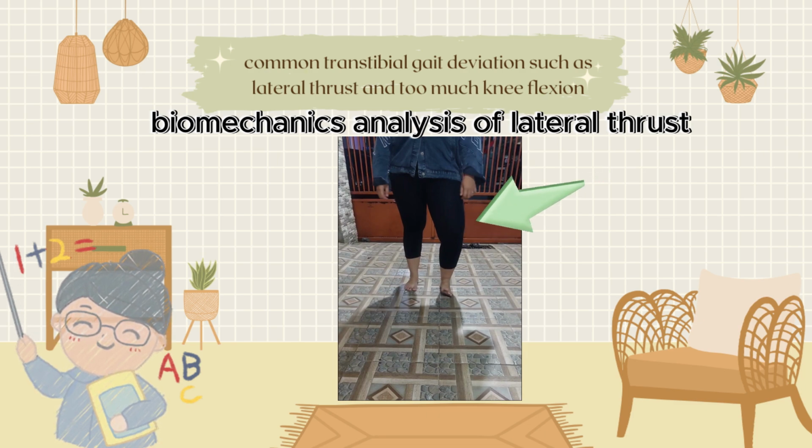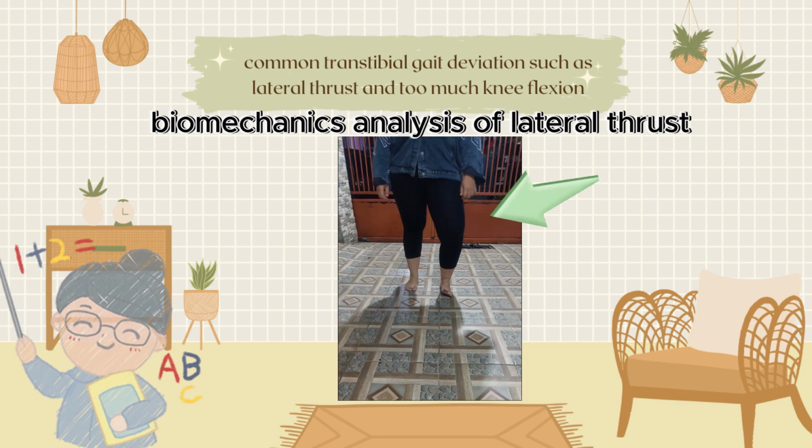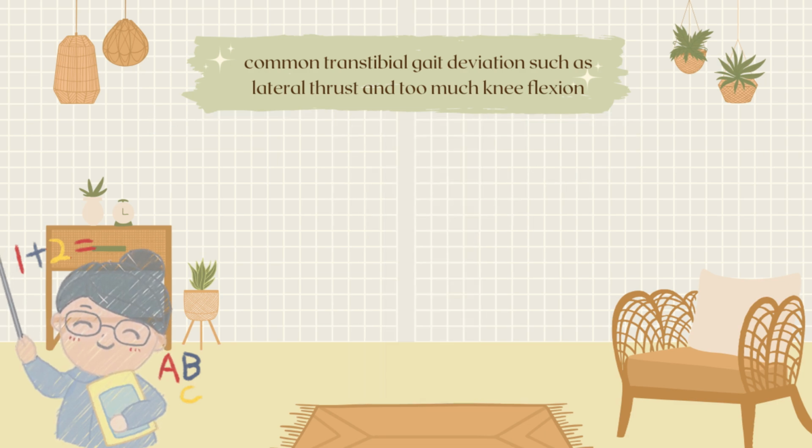And the second cause is excessive abduction of the socket, the pylon is tilting laterally, and there is pressure on the medial proximal and lateral distal areas. So, we should correct the position of the socket by adducting the socket and shifting the socket medially. Alright, that's all about the lateral thrust.